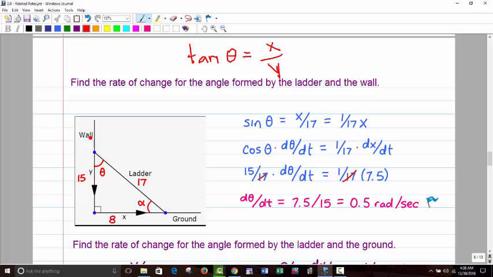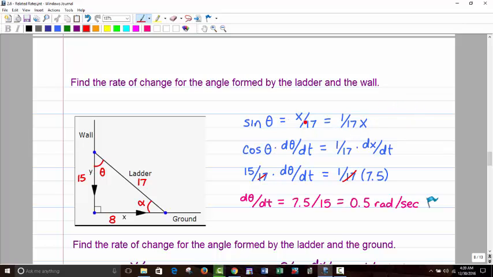Now for this one, cosine would have worked well too. Cosine of theta would equal y over 17. You have to use the variable y. So I could have done sine of x over 17 or cosine of y over 17. Those are the two best choices. Either one would have worked. I chose sine. So this is your related rate equation for the angle: sine of theta equals x over 17, which is the same thing as 1 over 17 times x.